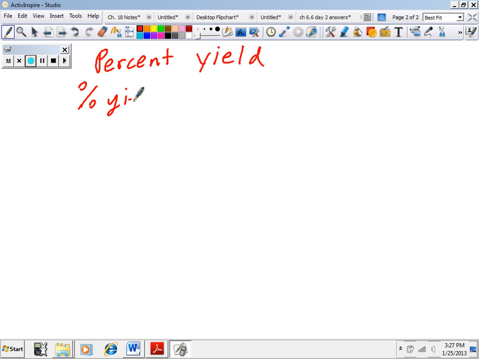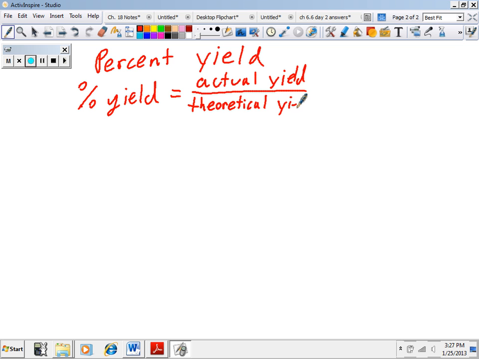Percent yield is equal to something called the actual yield, there's an L there, divided by the theoretical yield. Yeah, we're doing theoretical chemistry today. And with percents, as always, we multiply by 100 at the end. All right, so some vocab here. What's the actual yield?